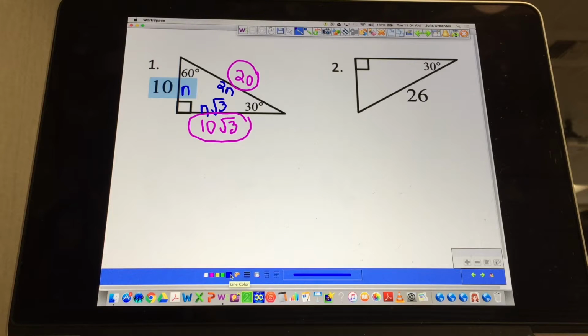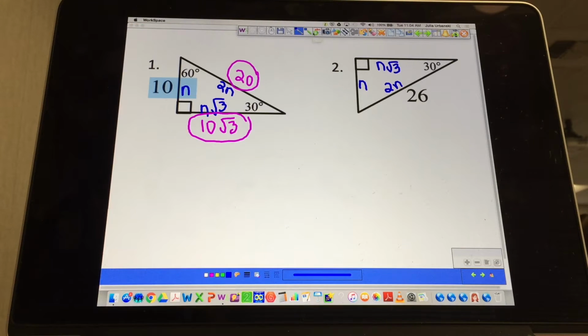Number 2. Where do I start? Across the 30. Excellent. Find your 30 degrees, look across from it, and place the n there, because that's the shortest one. We'll build upon that. n there. What's the next one you should do? Hypotenuse. And call it what? 2n. And on the third side that's still blank, n radical 3.